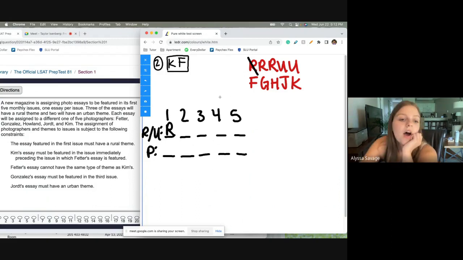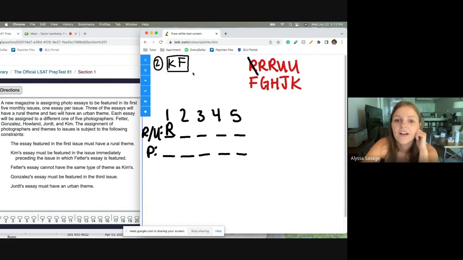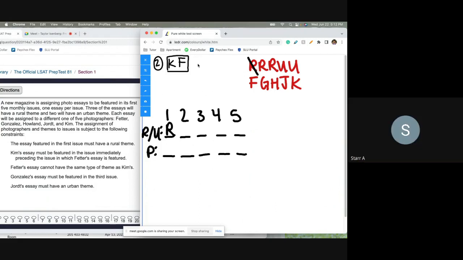All right. With our third rule, it says F's essay cannot have the same type of theme as K's essay. What would you do with this rule? So we know that either K will be R or U, and the other one has to be the opposite. So what would you do to write out this rule? I'll probably put K U, F R. Like if K is R, then F is U.